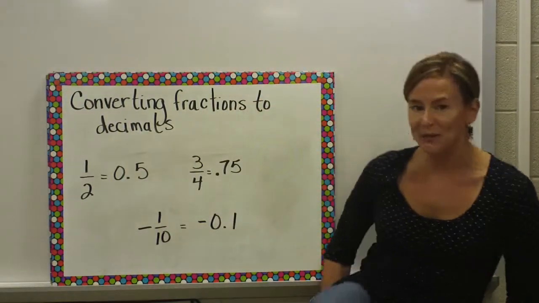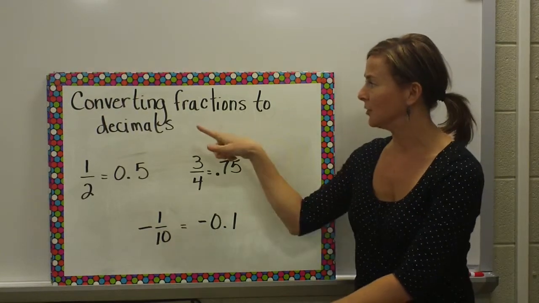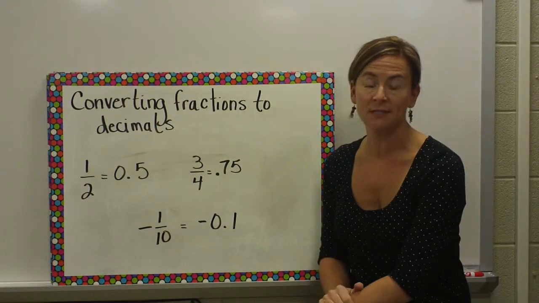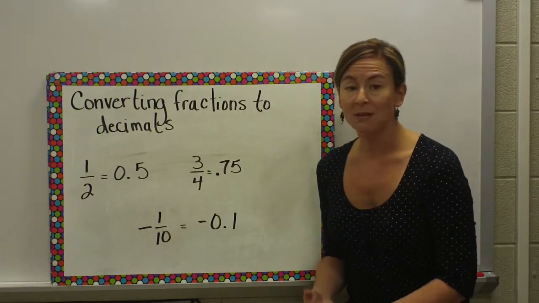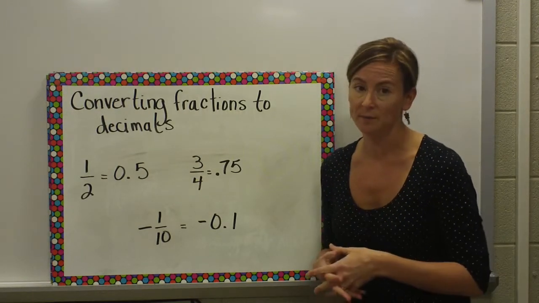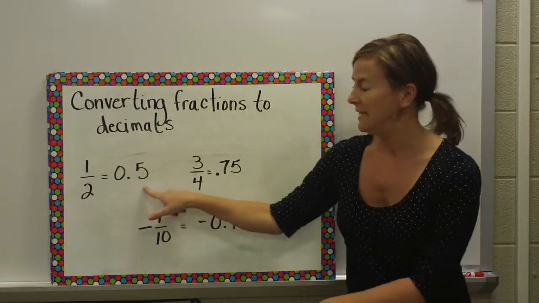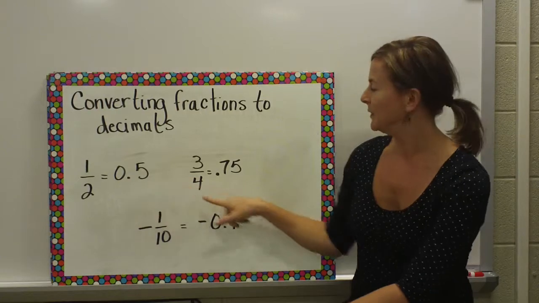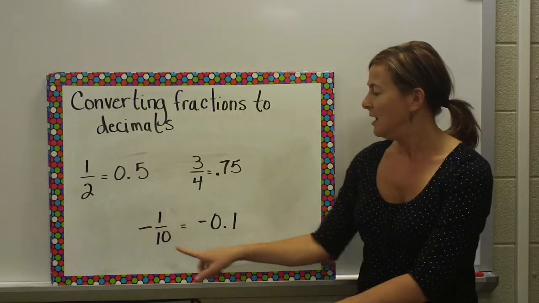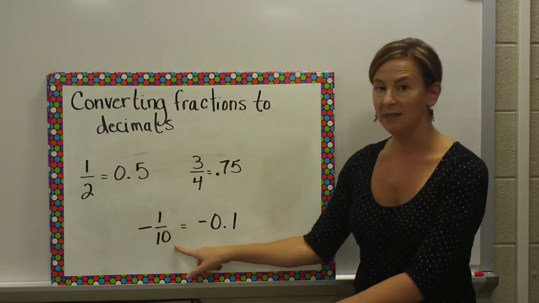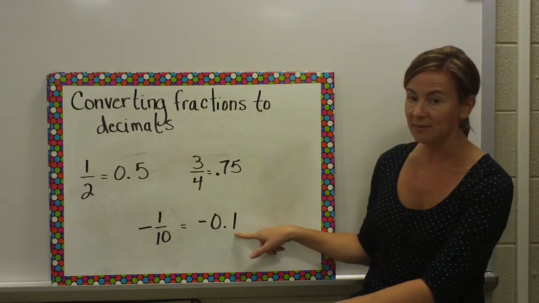Hi. So, this lesson's goal is to review with you how to convert fractions to decimals. Remember that fractions and decimals both represent parts of a number. So, here are some examples. 1/2 equals 5/10. 3/4 equals 75/100. A negative 1/10 equals a negative 1/10.